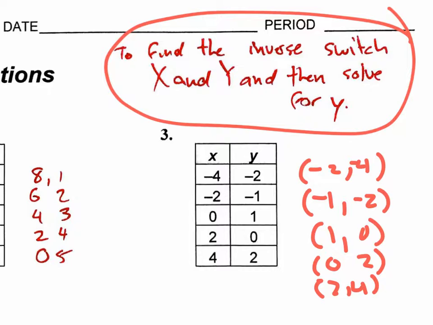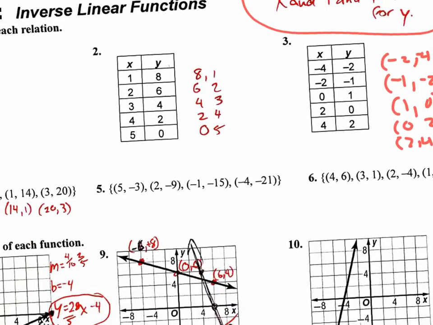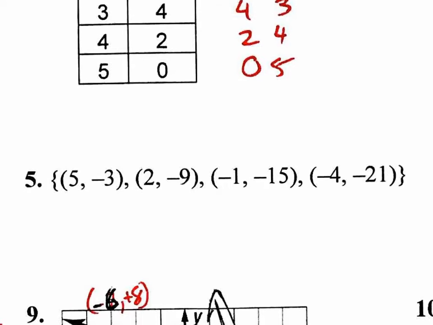Cool? It could be given to you in a table like that, or it could be written out like this. So how do you find the inverse there? Just simply switch -3, 5, -9, 2. Switch the order. Switch the X's and the Y's.